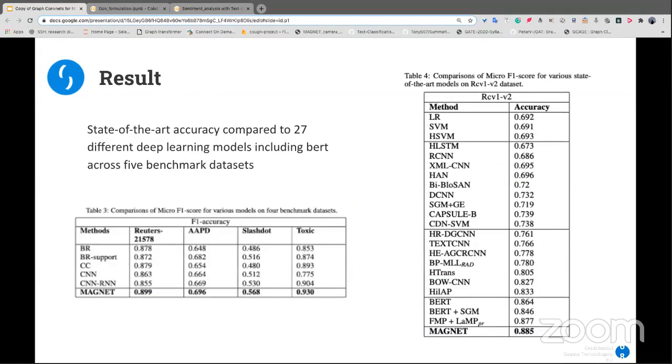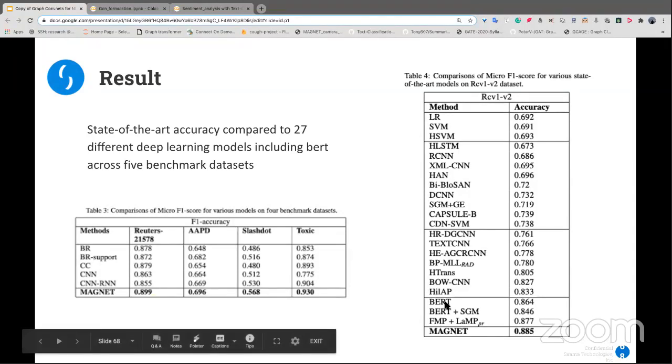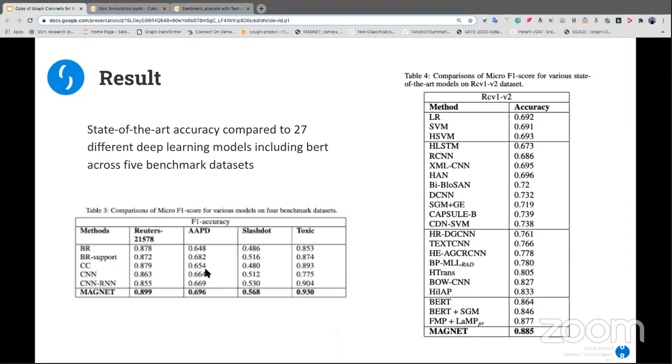Yeah, the result was really good compared to the other approaches. As you can see, I compared the model across 21 different models. It was also giving good accuracy compared to the BERT model, and I also tried CNN, RNN, and other models. So the main part of this network is how we can capture the dependency.